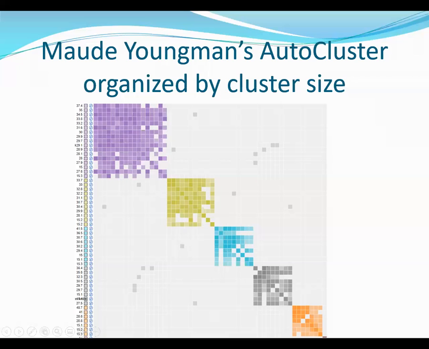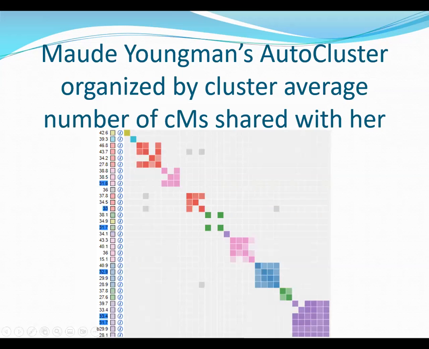So here's my grandmother's auto cluster organized by cluster size. The first one in the left upper corner there happens to be a McClary cluster. My grandmother's grandmother was Mary McClary, born 1850, and there are a lot of McClary relatives who happen to be in the GEDmatch database. And so that happens to be her largest cluster. And then the cluster size goes down, et cetera.